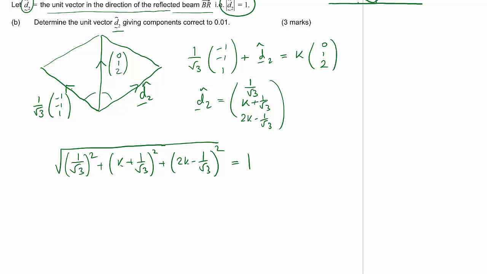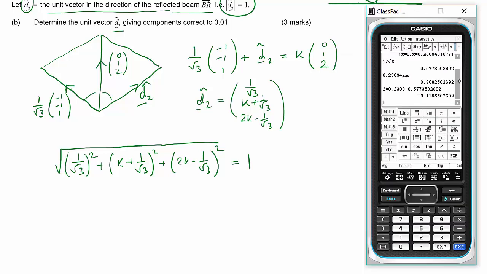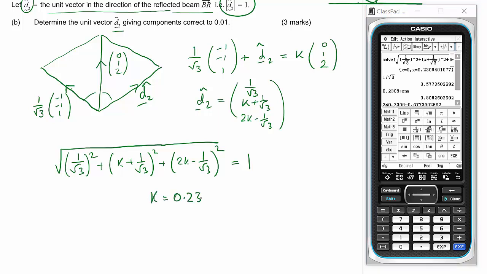solve that. And indeed, I've already typed that in because I didn't think it would help to just let you watch me do that. So we get that, and we see k is 0. We can reject that because the k is 0 situation leaves us with the same vector that we had here, essentially. So this must be the value we want, 0.2309. So k is equal to 0.2309 to 4 decimal places.